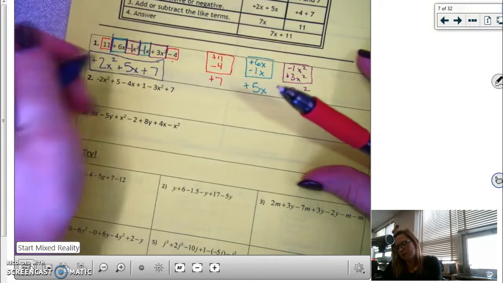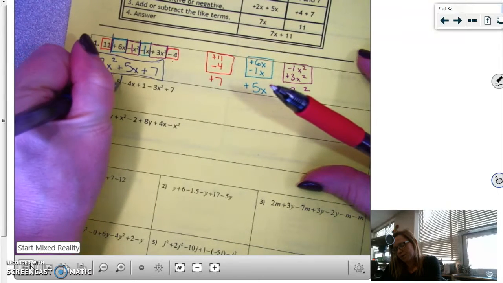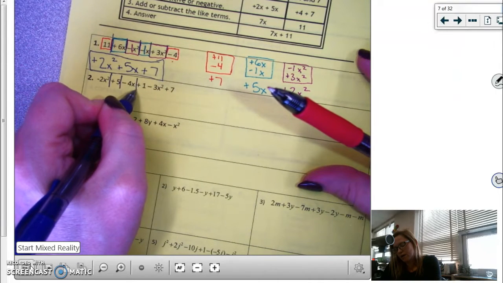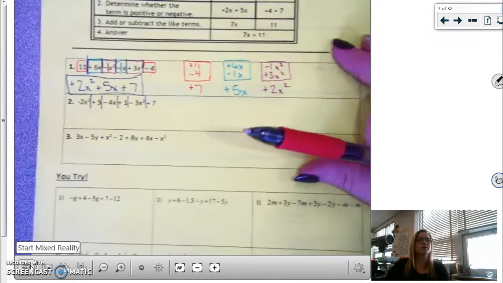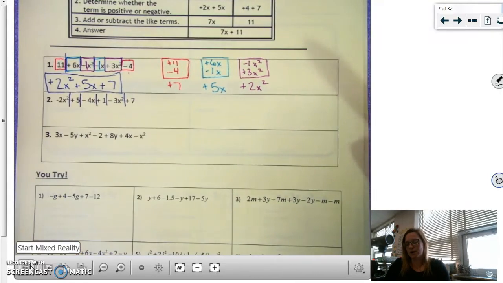Separate your terms, if that still helps you. So you always separate right before every plus or minus sign. So there's my terms. All right, and here we go.